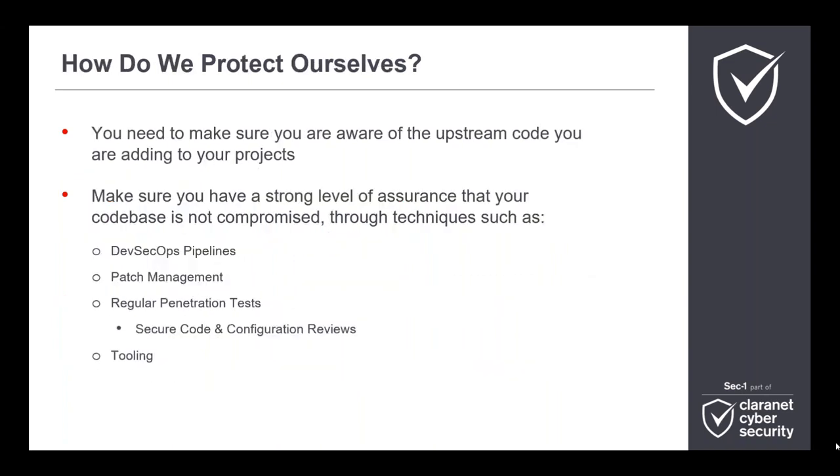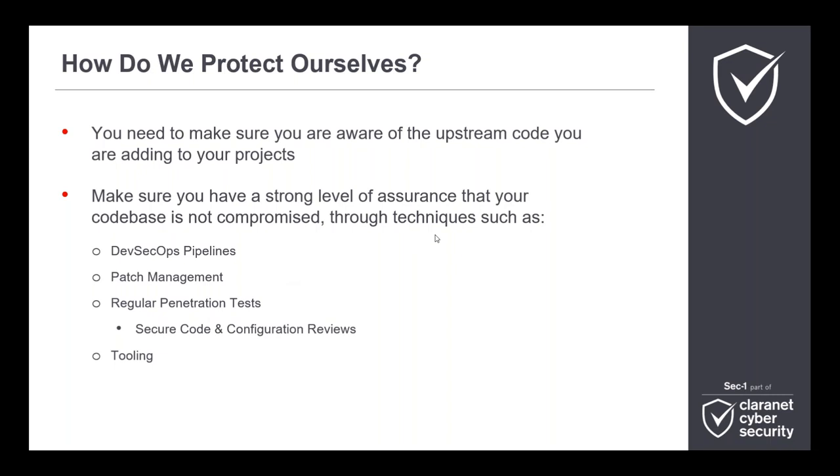So how do we protect ourselves? You need to make sure that you're aware of the upstream code that you're adding to your projects. This could be in terms of the software you install on employee machines or the packages you include in your web apps. Whilst we are going to have to use code written by strangers, you need to know what we can and can't trust. Understanding your enterprise's risk model is important. For example, if you work with cryptocurrency, as you've seen, you're much more likely to be targeted.